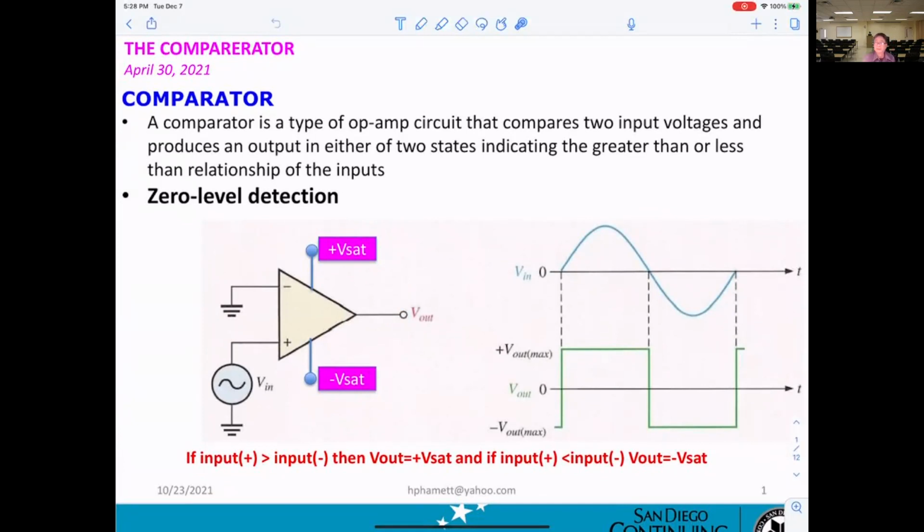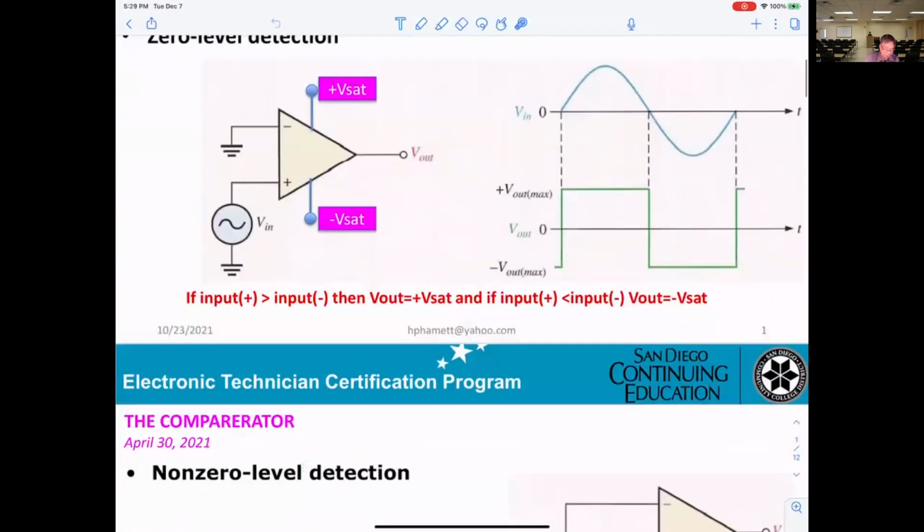But when you recognize a comparator, you have to know what the input at the positive is and what the input at the negative is. Try to see which input will be higher. If positive is higher than negative, the output goes to positive saturation. And if the negative input is higher than positive, it goes to negative saturation. That's the only thing you need to know. Make sure you know that.